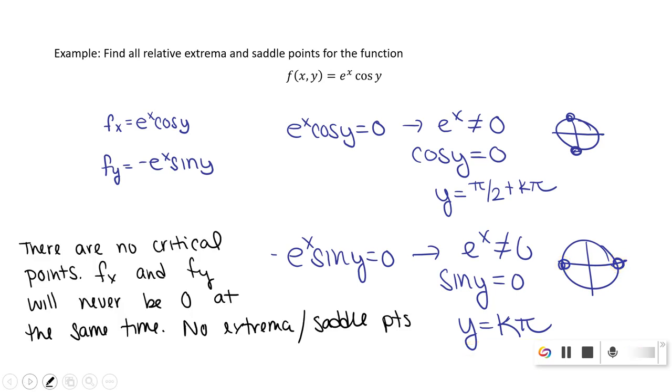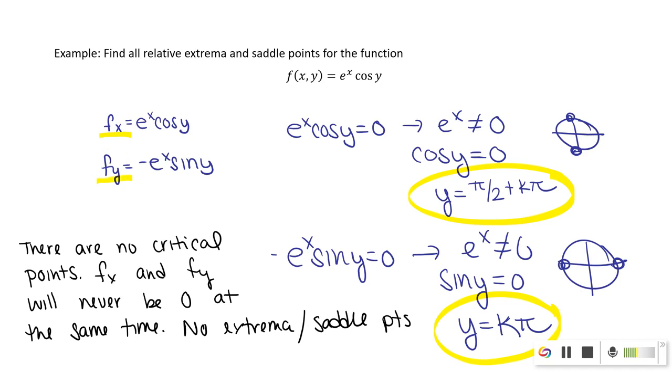So when are both of these derivatives equal to 0? Well, notice that I got completely different y values when I set my f sub x and my f sub y equal to 0. That means it's impossible for both of those partials to equal 0 at the same time. That is telling me there are no critical points. Right? Both partials will never be 0 at the same time. And so, therefore, since I don't have any critical points, there are no local extrema, and there's no saddle points for this function.